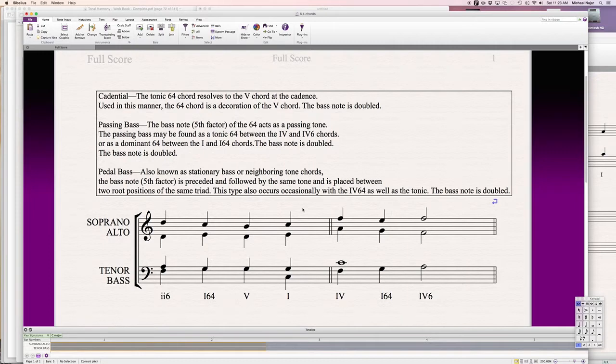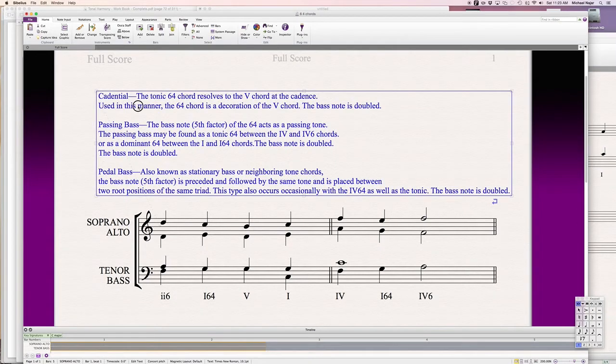The first thing is that 6/4 chords are much different than first inversion chords. Remember, first inversion chords you can use to spice up a regular progression. They're used in bass arpeggiation and faux bourdons, but 6/4 chords are much more restrictive. They're much more particular. So there's only really three ways that we can use them.